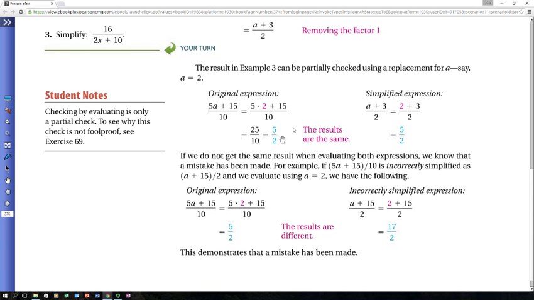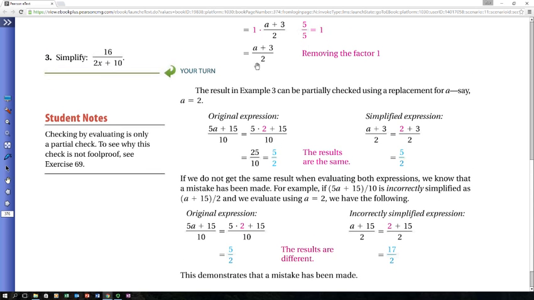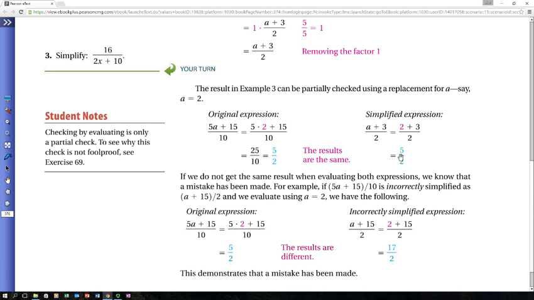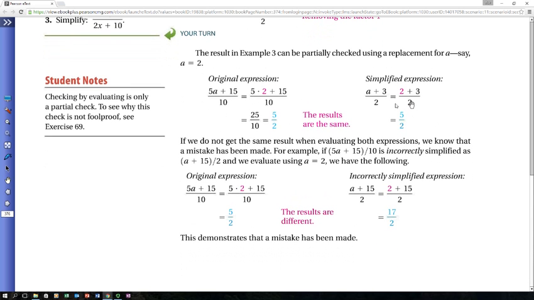They get 5 halves. Well, if I take my simplified expression, I should get exactly the same value, or I've made a mistake. And in this case they do. You just get 2 plus 3 all over 2. And you think about that. If I needed to evaluate this expression, I would rather evaluate this over here, right? It's pretty simple. Gets rid of some multiplication. Now, we could try that with different values.